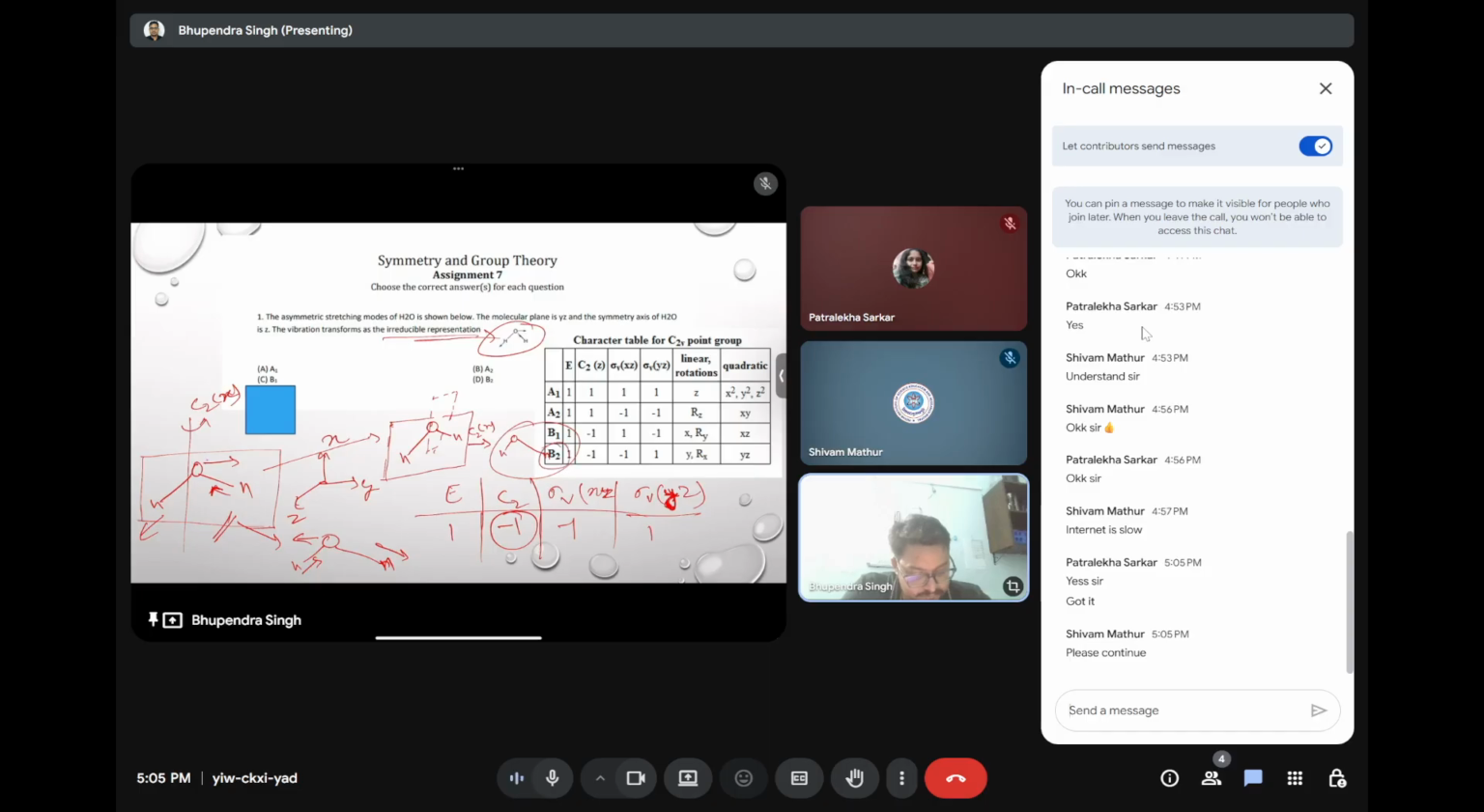So B2, it is matching with your B2. So the vibrational transformation as an irreducible representation should be answer B2.